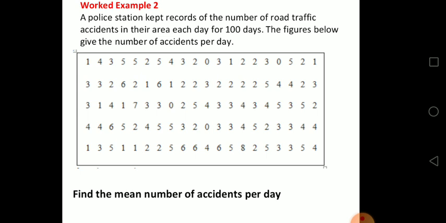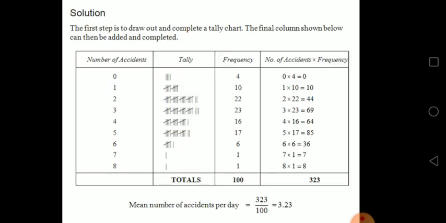A police station kept record of the number of road traffic accidents in their area each day for 100 days. The figures below give the number of accidents per day. We have to find the mean number of accidents per day. And here is the solution.